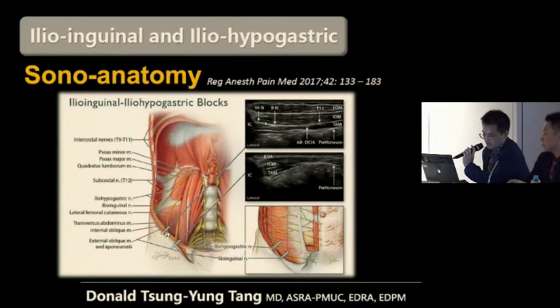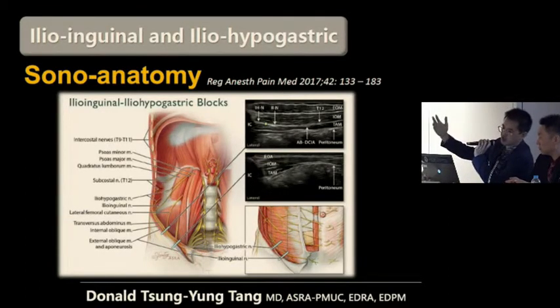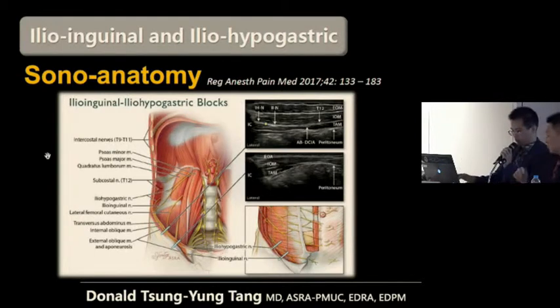And where we place the probe is here. This is the ASIS, and iliac crest is here. Actually, in this picture, we should move this mark around here. That will be better. If you move the transducer more medially, there will be only one nerve in the space, or even no nerves, because these two nerves finally become cutaneous nerves along the inguinal area, medial thigh or hypogastric area. Okay, let's move to the scan.